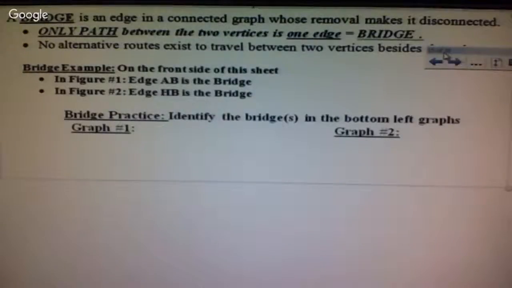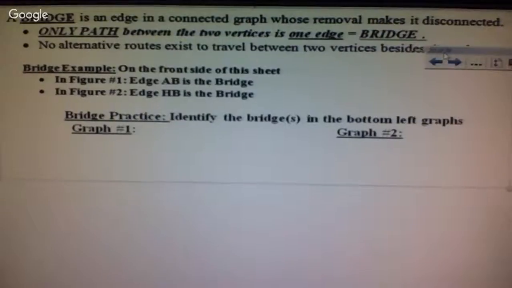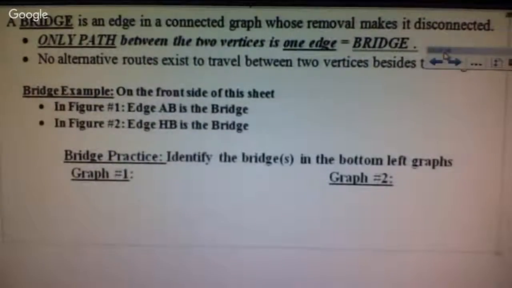This is your last vocabulary for this section. A bridge. A bridge is an edge that connects 2 pieces of a graph. So in other words, if I take away this edge, my 2 graphs now become disconnected. So if I take away this piece, my 2 graphs become disconnected.